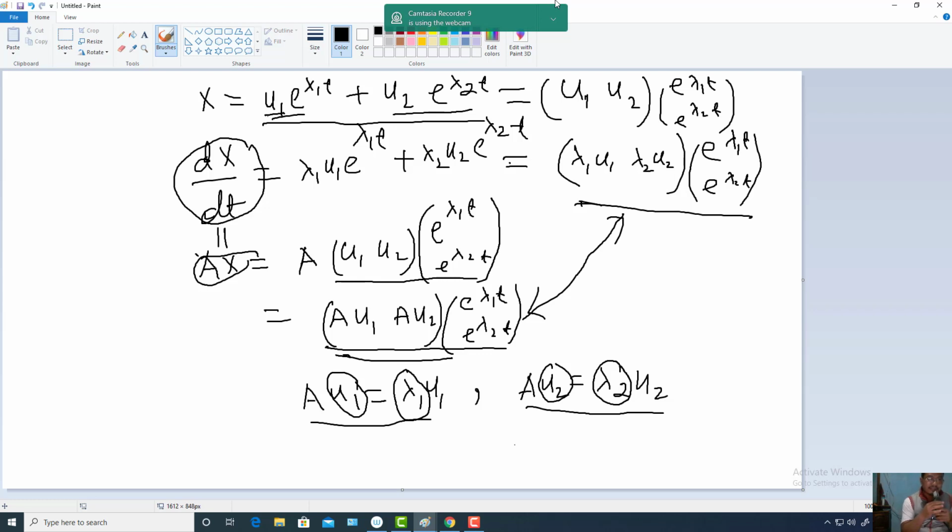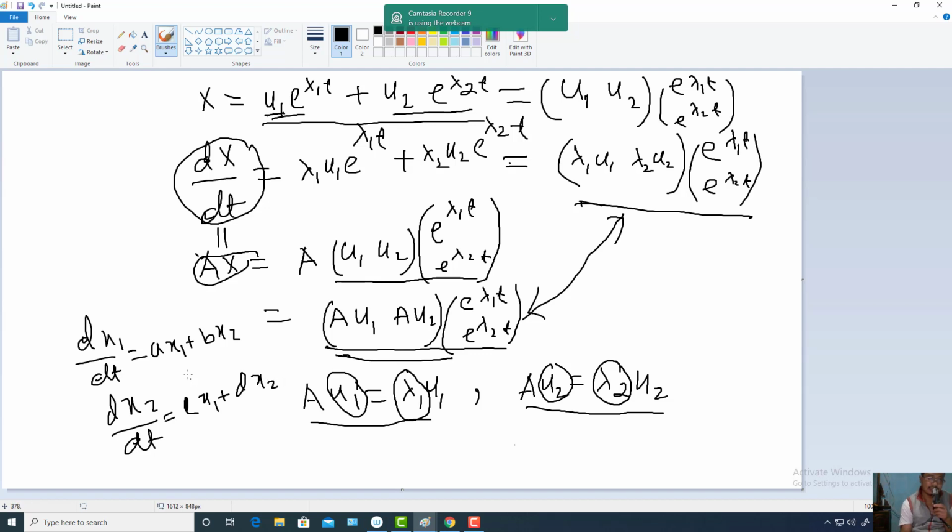All right, such a type of system we call coupled. You can write it properly, so let me note it down. Such a differential equation, say dx1 by dt is equal to ax1 plus bx2, and dx2 by dt is equal to cx1 plus dx2. So this is coupled, meaning the two variables are involved in the first equation.